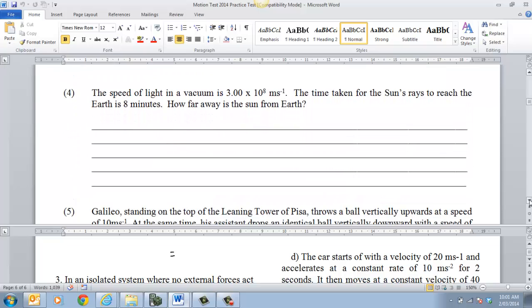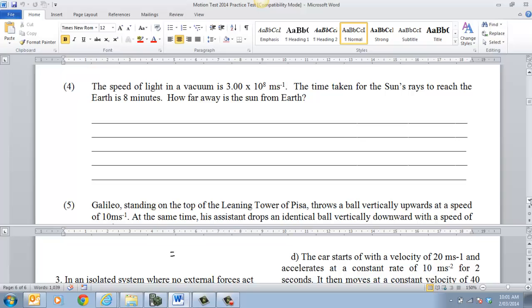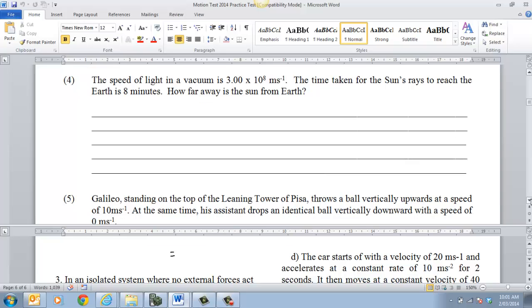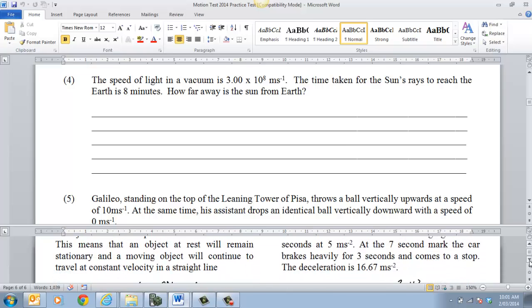Now question 4. Here's a question where you've got to use some information. The speed of light is given to you as 300,000 kilometres a second, that is 3 by 10 to the 8 meters per second. The time taken for it to reach there is 8 minutes, so that's obviously not an SI unit, so you need to convert 8 minutes to seconds. So how far away is it? This particular question is using the concept of velocity.